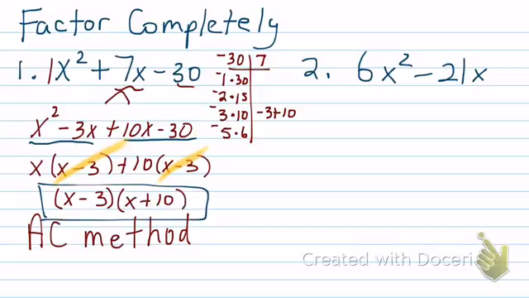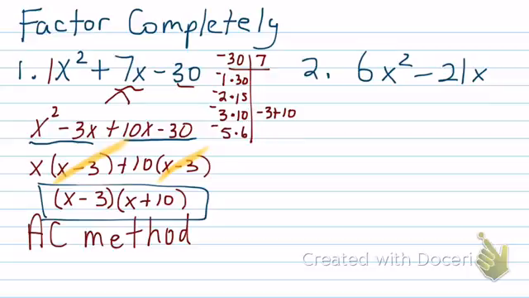So this factors as x minus 3 times x plus 10. And I would just remind you that if you wanted to check this answer, we could multiply. If you FOIL x minus 3 times x plus 10, it should equal what we started with. Let's move on to number 2.